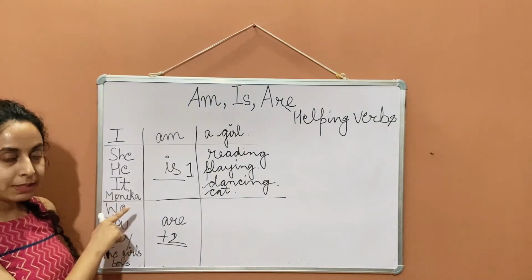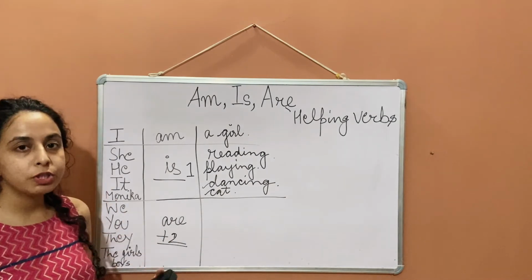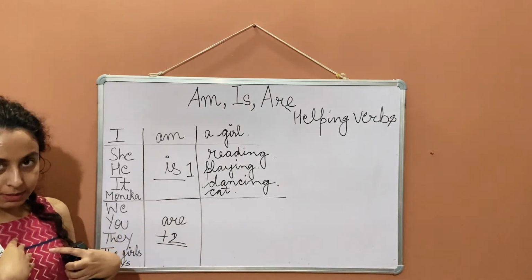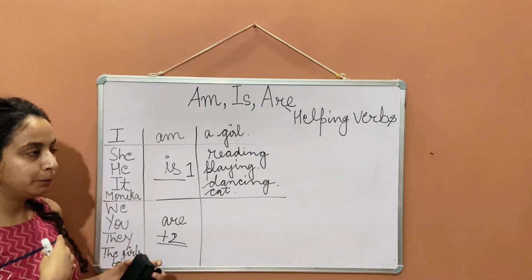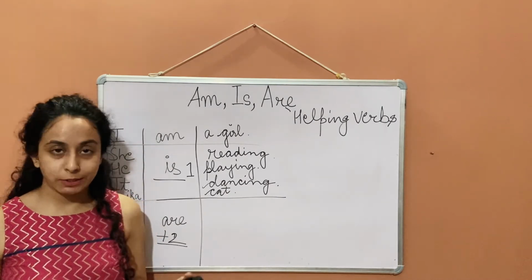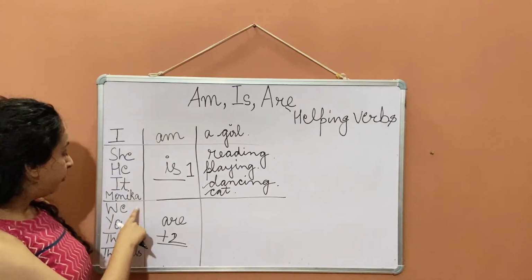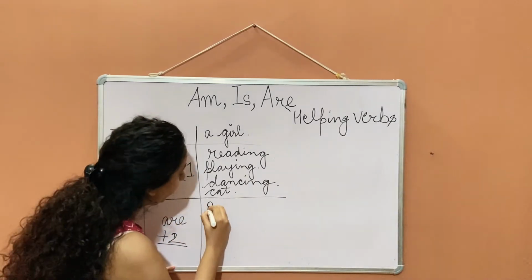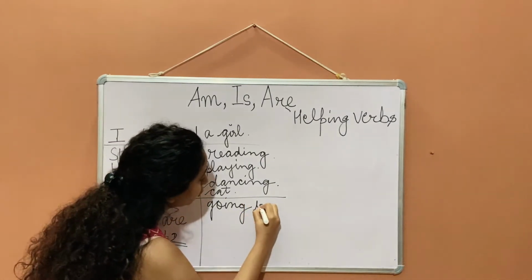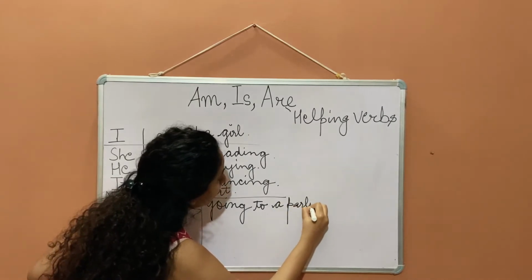Now let's look at its usage with these pronouns and nouns. We is a pronoun that we use when we are talking about a group including us. For example, if I have to go to a party with my friends, what will I say? We, including me, we are going to a party.